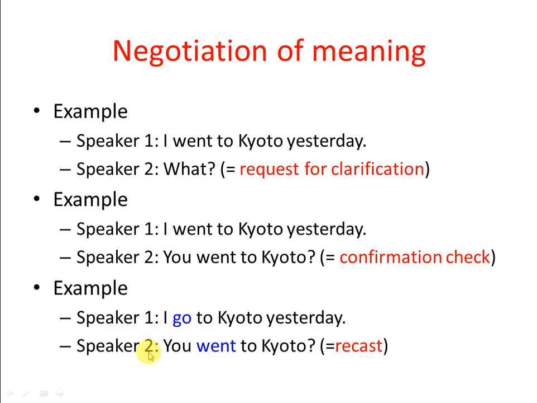And speaker 2 says, you went to Kyoto. So this utterance involves a correction. But speaker 2 didn't change the meaning of the message. So speaker 2 says the same thing in a more accurate way. So this is called a recast. We will come back to this later, so please keep this in mind. So this is very important, recast.